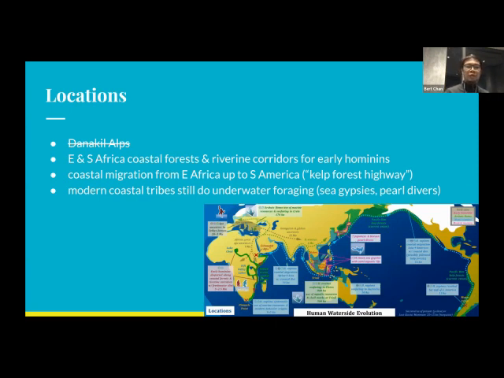And also we have modern coastal tribes. They still do underwater foraging, like sea gypsies or pearl divers in Southeast Asia and in Japan and Korea. We can call them living fossils, showing that a semi-aquatic lifestyle is not some science fiction, but actually possible for human physiology and anatomy.